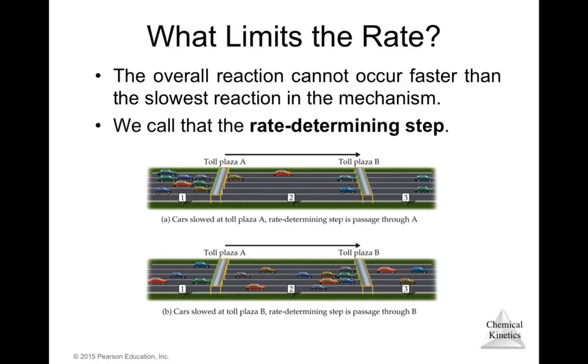We call that the rate determining step. So one of those elementary steps is going to be slower than the other ones, and that one is called the rate determining step. Here we have, for example, in A, a car slowed at toll plaza A. So the rate determining step is the passage through A. In the second example, we have a car slowed at toll plaza B. So the rate determining step is the passage through B. Here is basically the same concept with the elementary steps. One of them is going to be slower than the other ones, so that one is called the rate determining step.